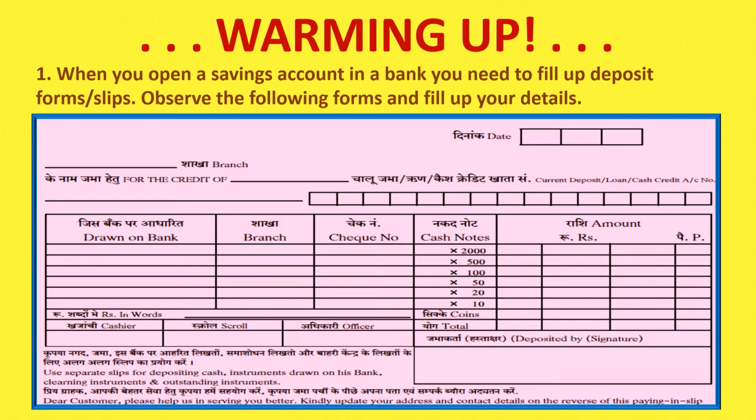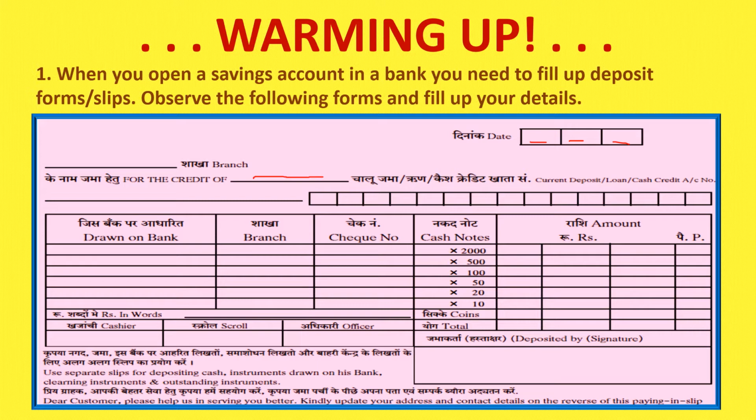Now these boxes are where you will write the date, the day, the month and the year, after which you come to the branch of the bank. Now suppose the bank is HDFC or ICICI Bank, then you can write Andheri branch or Worli branch. Then for the credit of whom you are giving the money to, put the name of that person there.